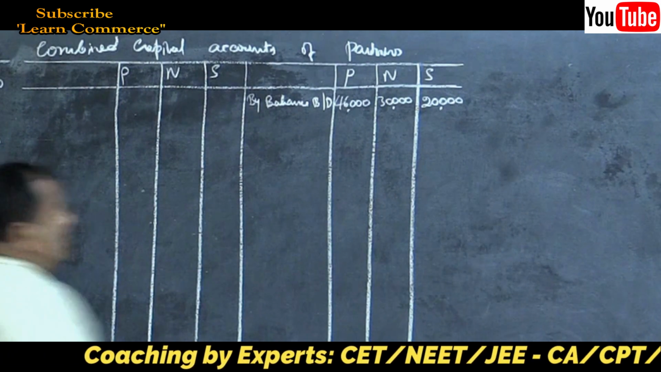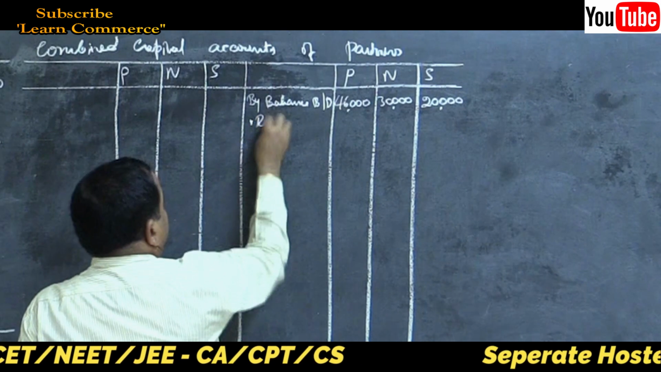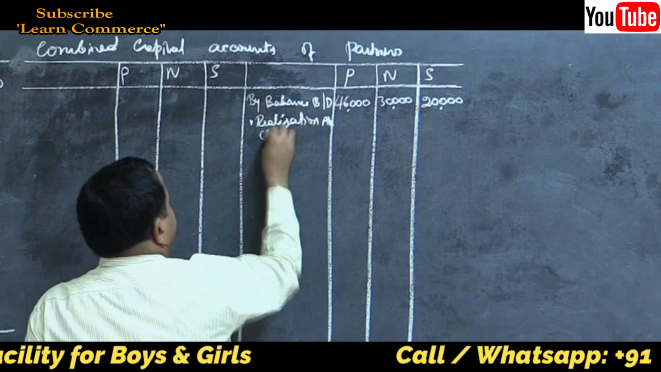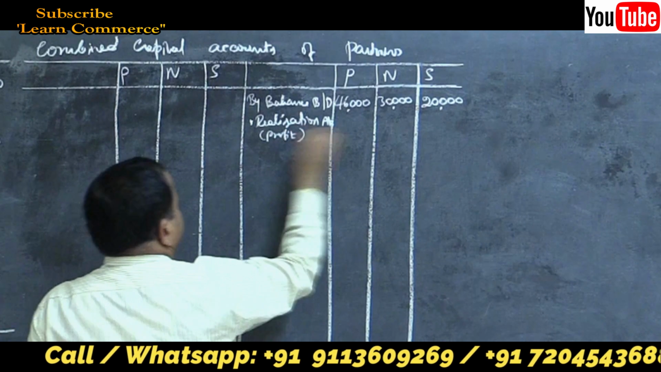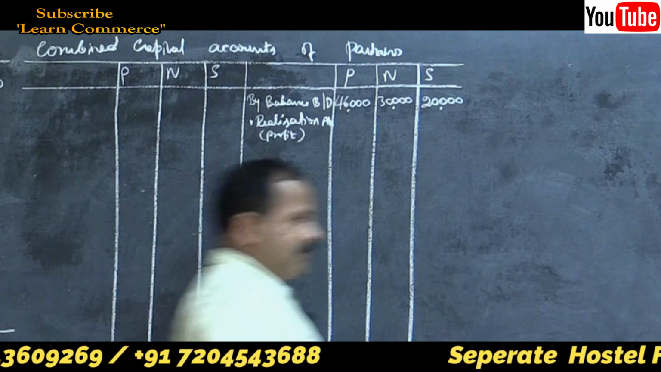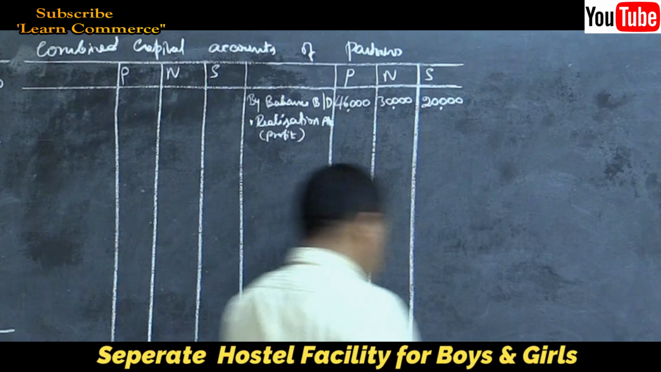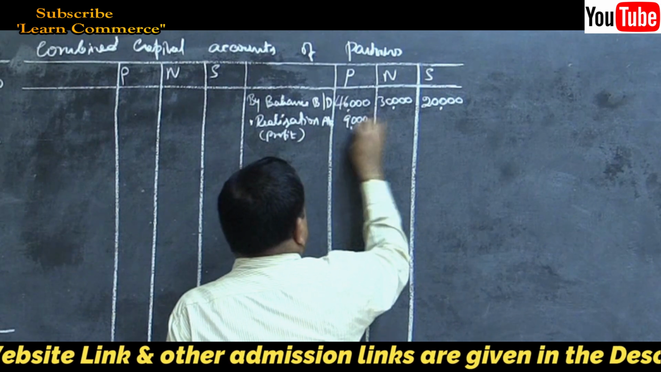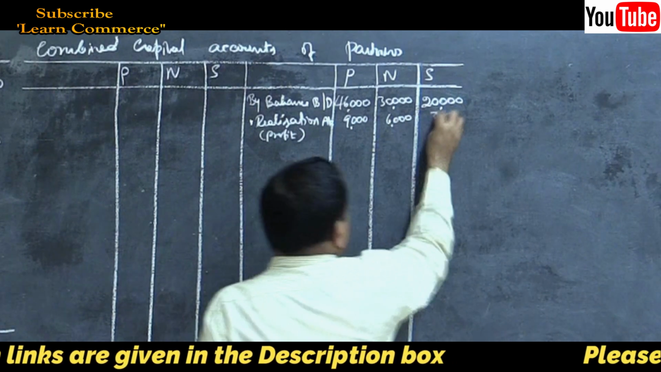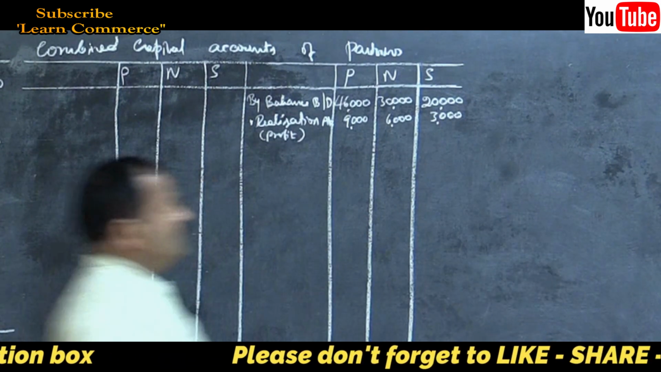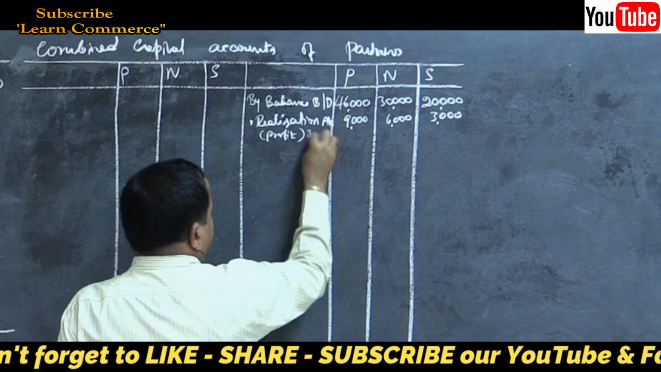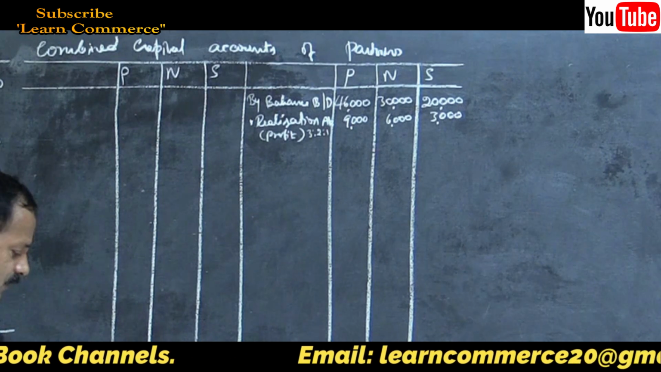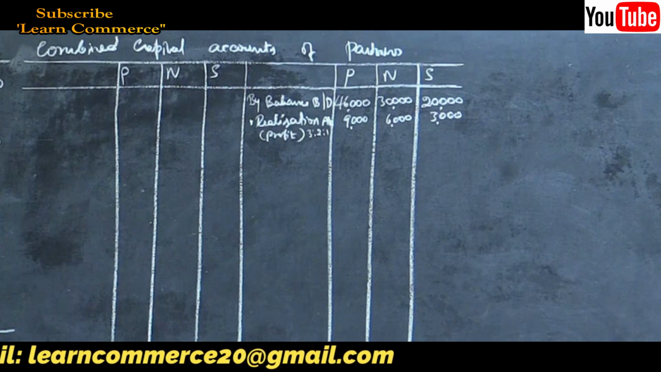Then realization account. By realization account, refer to the realization account, there is a profit, right? So write the profit. How much? 9,000, 6,000 and 3,000. Old ratio 3:2:1, correct. Then refer to your old balance sheet.